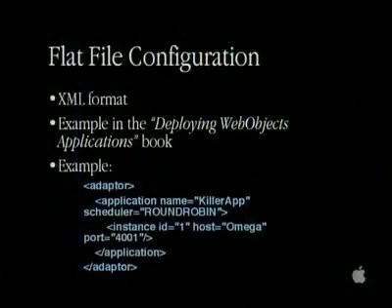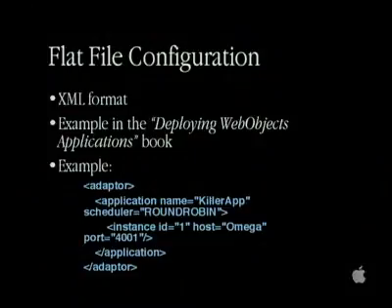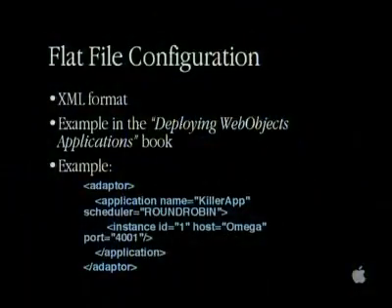The flat file configuration is in XML format. There's a great example of how to set it all up in the Deploying WebObjects Applications book. And here we see an example of the XML. You see that there's an application called Killer App. The load balancing is round robin. The instance ID is 1. The host that it's running on is Omega. And the port number is 4001 for talking to that particular application instance.